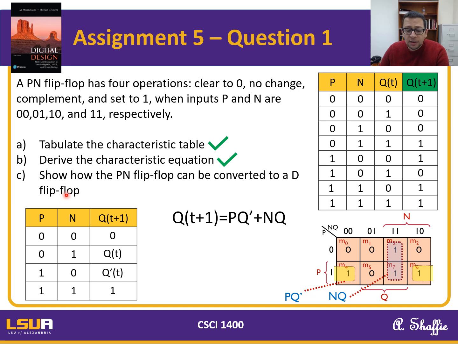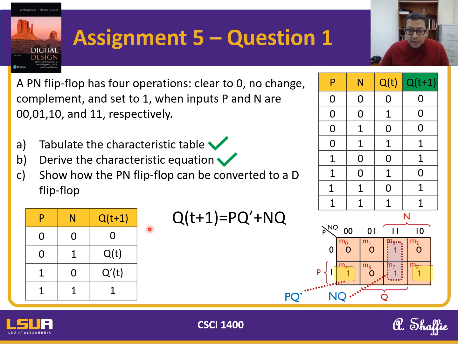The third question and the last one: show how the PN flip-flop can be converted to a D flip-flop. Easily we can get that from this characteristic table, but we need to understand how the D flip-flop works. In the characteristic table of the D flip-flop, I have one input, which is D, and one output that follows D exactly. If it is 0, I will get 0. If it is 1, I will get 1.